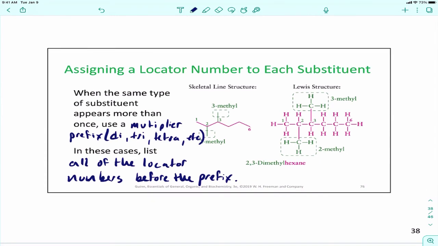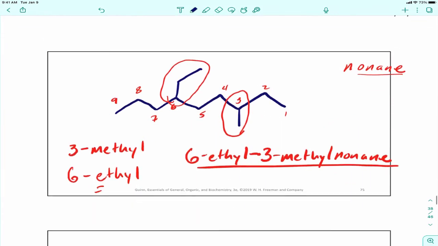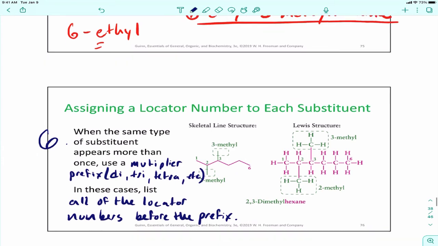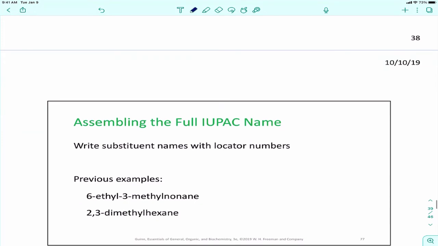So this is going to be the sixth step. When you have the same type of substituent and it appears more than once, you're going to use di, tri, tetra, and so on. All right, we're on the home stretch. Finally, when you're putting the names together, you write the substituent names with the locator numbers in alphabetical order, followed by the parent name.